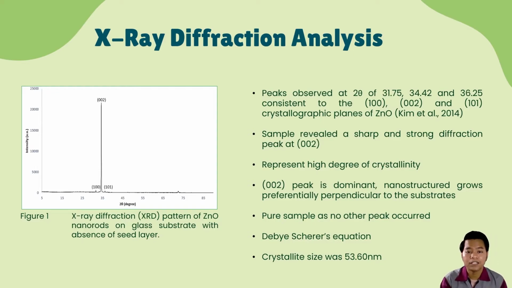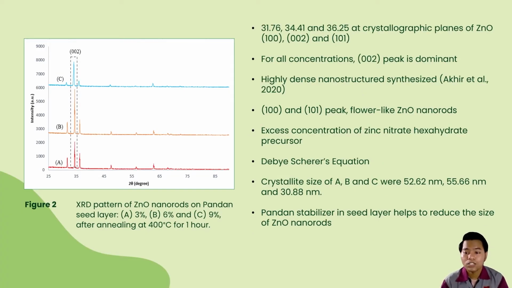The 002 peak can be seen as the dominant peak, which means the nanostructure grows preferentially perpendicular to the glass substrate. It can be said that the sample is pure as no other peak occurred in the XRD pattern. In addition, by using the Debye-Scherrer equation, crystallite size was calculated to be 53.60 nanometer. Figure 2 shows the XRD pattern of zinc oxide nanorods on Pandan seed layer of 3, 6, and 9%.